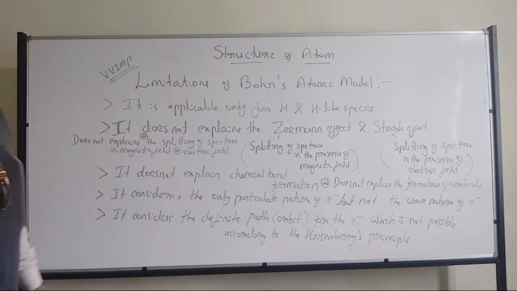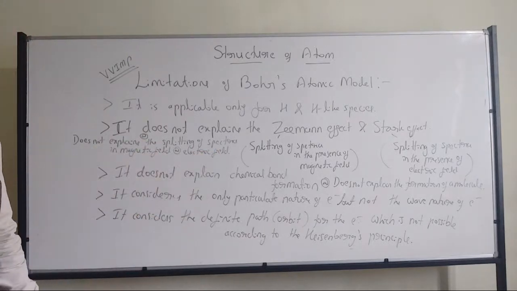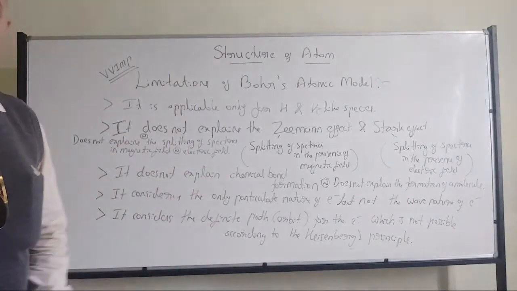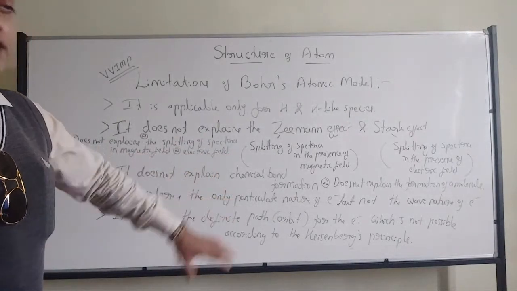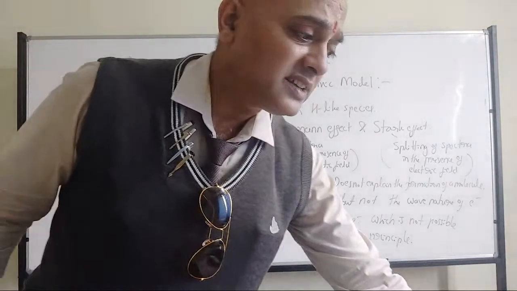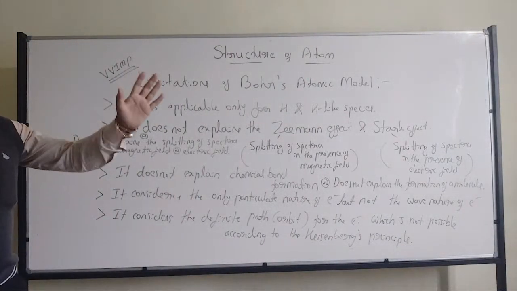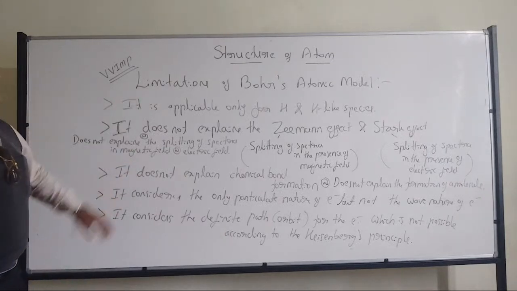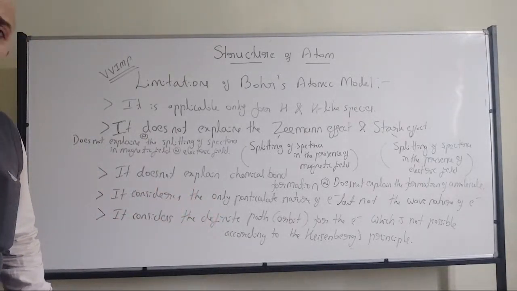And the last one, it considers the definite path for the electron, that is orbit. According to Bohr's atomic model, it considers the definite path for the electron, which is called orbit, but which is not possible according to Heisenberg's principle. According to Heisenberg's principle, for an electron we cannot tell that this is the path where the electron is present. It is impossible. But Bohr's atomic model contradicted Heisenberg's principle. All of you have understood?